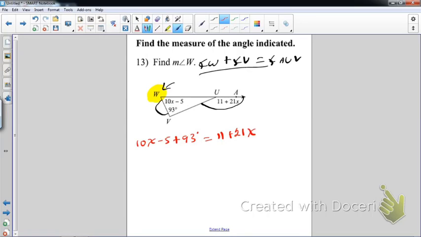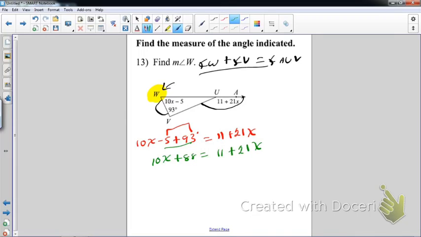So I'm going to combine these two because those are two numbers. So I'm left with 10x. When I combine these two, or I add them I should say, I end up with plus 88. That is equal to 11 plus 21x.